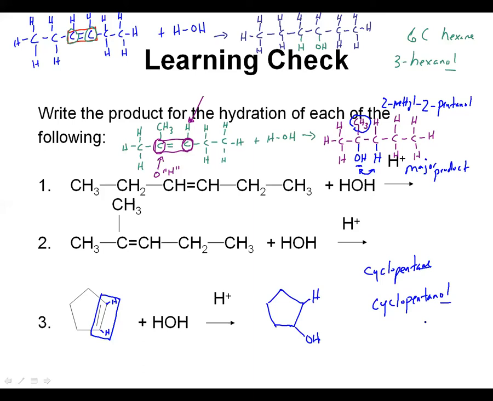Question on these unsymmetrical additions. All these examples involved water, H and OH, but you could have done any of these with H and something else like Cl or Br. It works the same way. Hydrogen would go to the carbon that has the most hydrogens, if there's an option, and the other group would go to the other carbon. Any questions on that?